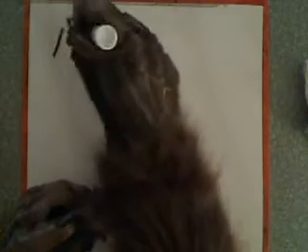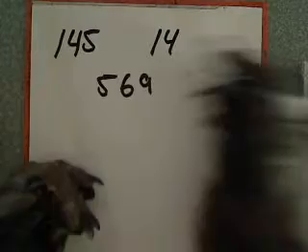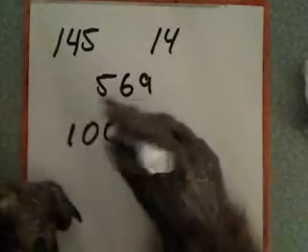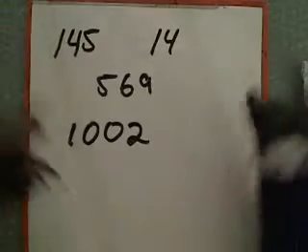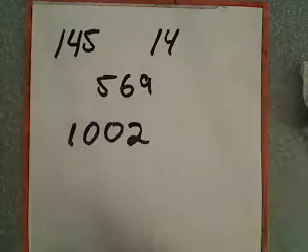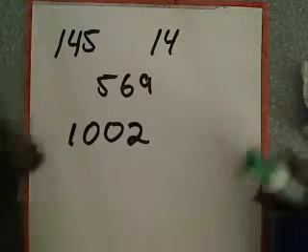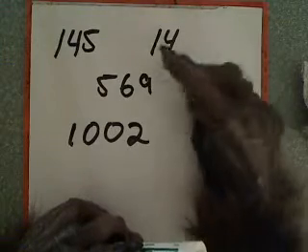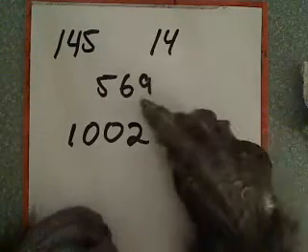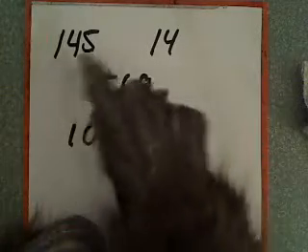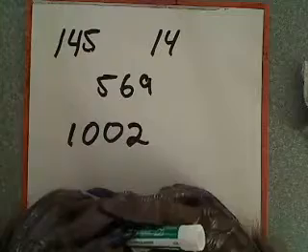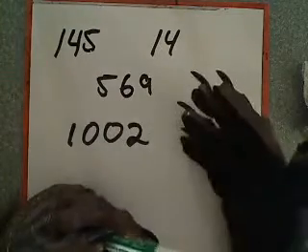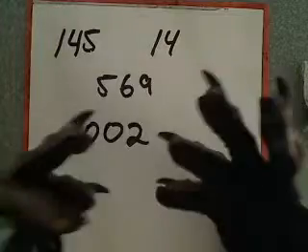Let me go ahead and give you some numbers on here. 145, 14, 569, 1002. Now these, of course, are whole numbers, which you should understand, but they still have decimals in them, and we just have to locate those decimals. You have to look at each number and in between each number and tell me where the decimals are. Can you see them? No, you cannot see them. They are hidden, and we must reveal them.